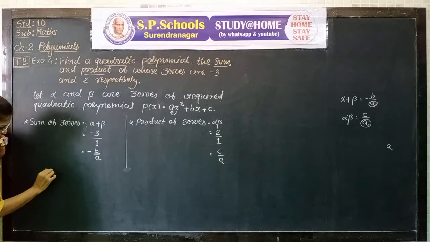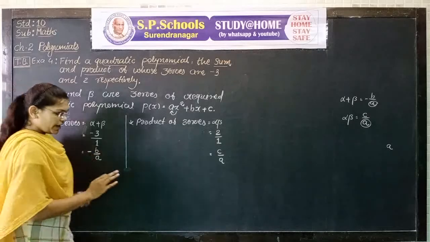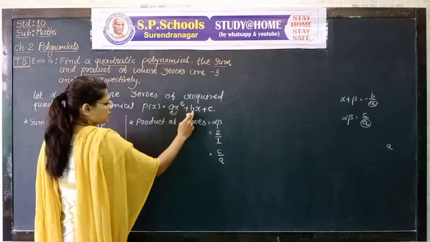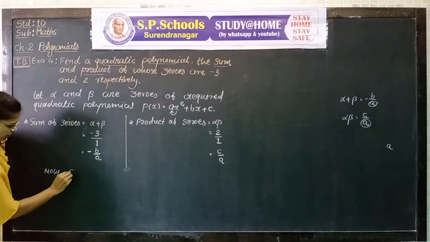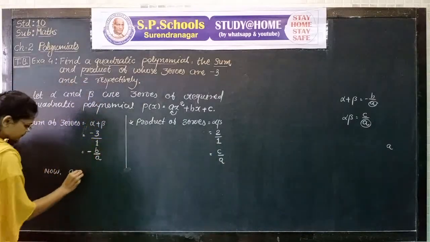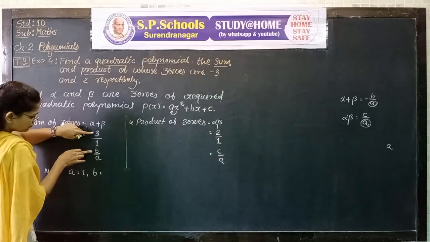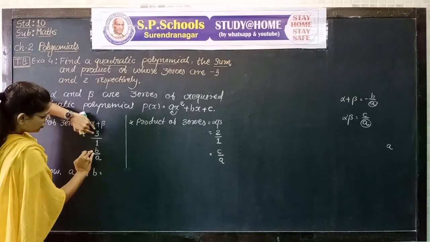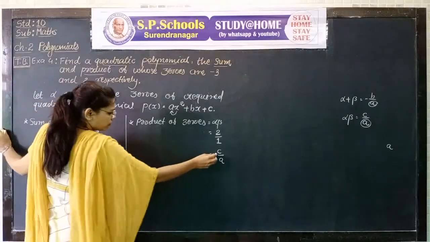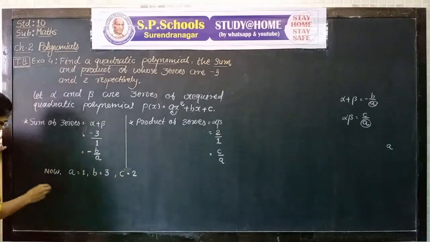Now, on comparing -b upon a with -3 upon 1 and c upon a with 2 upon 1, we get three values a, b and c. A is equal to 1, since both denominators are equal, a and a, 1 and 1. Then b is equal to 3, comparing minus with minus. And c is equal to 2, see the numerator. C is equal to 2.